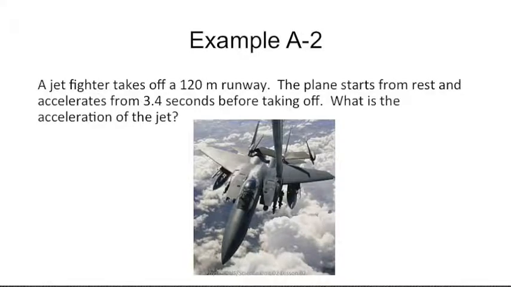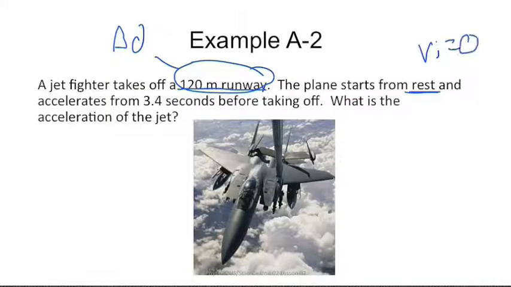So we do the same thing in this particular question. We say, okay, what do we know? A jet fighter takes off on a 120-meter runway. 120 meters means we have to be talking about displacement. The plane starts from rest, that's a key term saying that the initial velocity is 0, and accelerates for 3.4 seconds. So that means this right here has to indicate a time. What is the acceleration of the jet? We will be trying to solve for A.